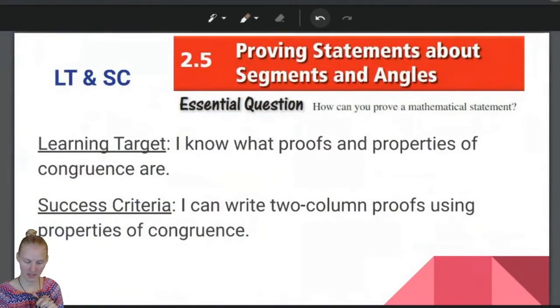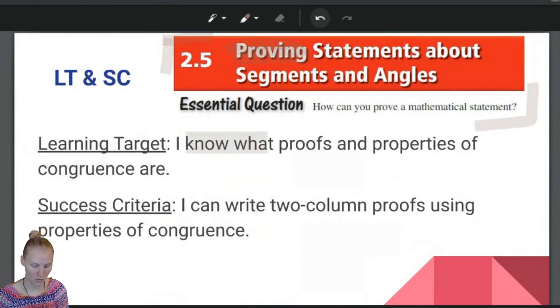Okay, so that was a problem like we saw in 2.4. Now we are moving on to 2.5. 2.5 is all about proving statements about segments and angles. So we are going to be doing proofs today, which is why the learning target is that you know what proofs are and that you know what properties of congruence are. You'll know what those mean by the end of this video.